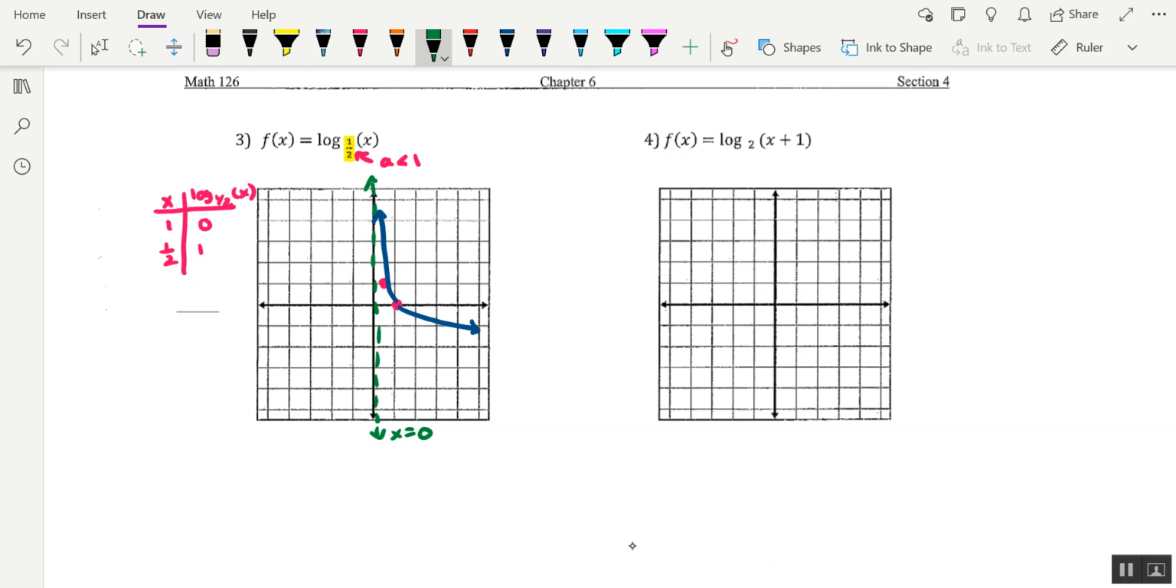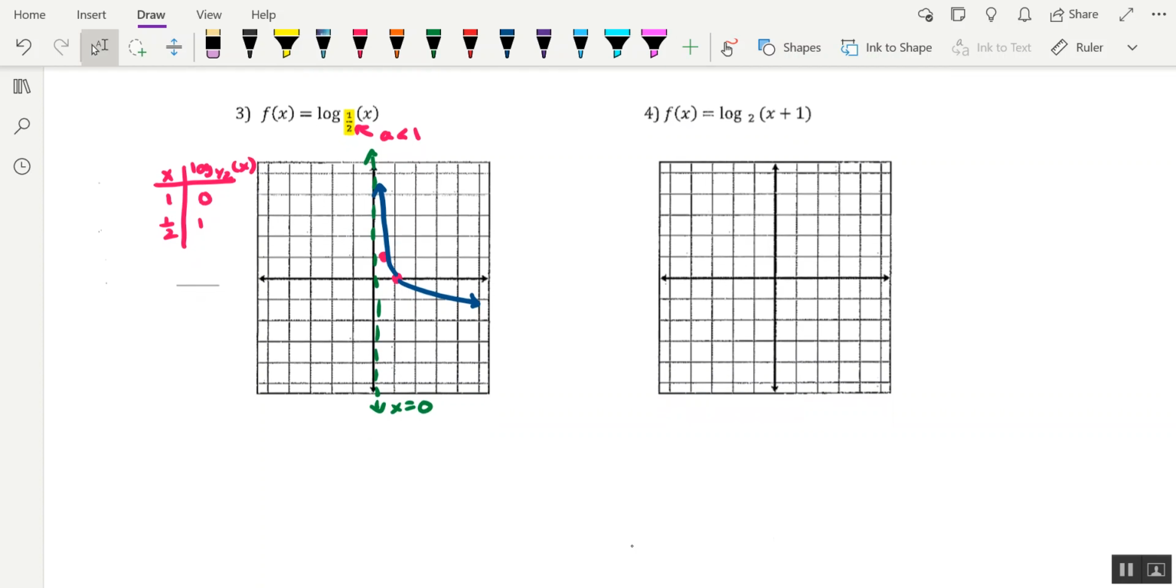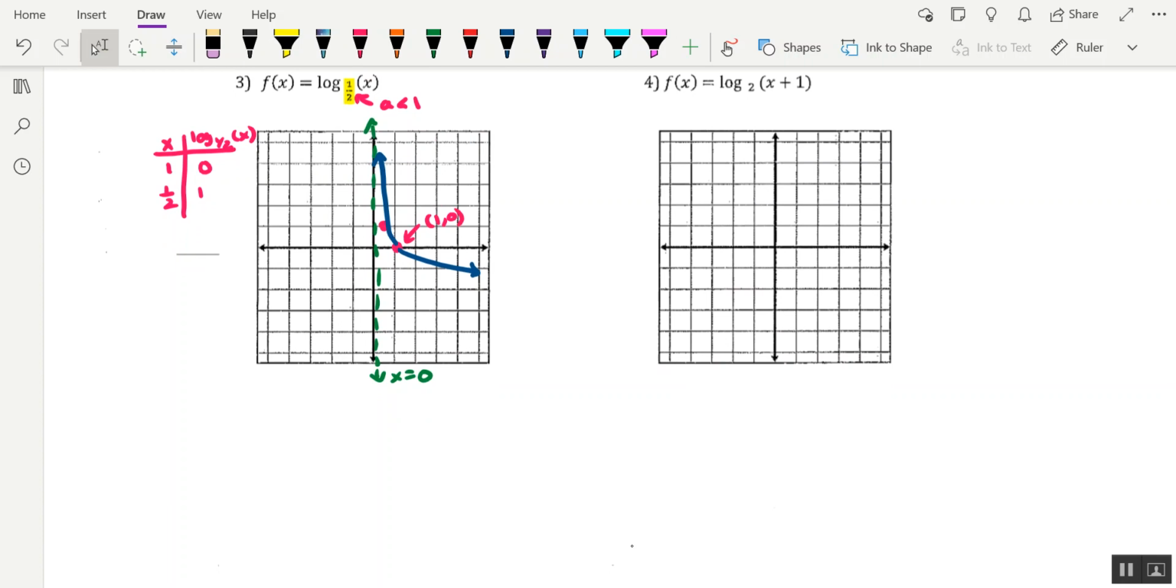And there are no alterations to the format of the function, so that would be our complete graph. Let me just indicate 1 comma 0 on it. And let's talk about the domain, range, and all that good stuff.